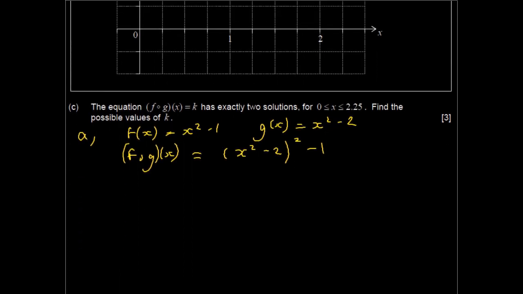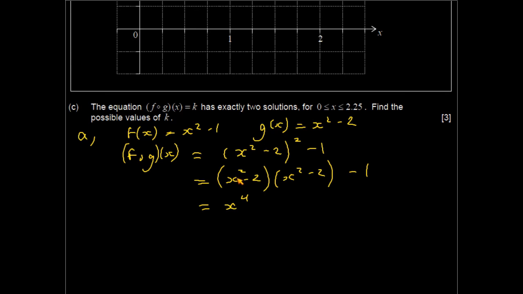So what I would do then would be multiply out this bracket here. So I've got x squared minus 2 squared. So I'm just going to write that out. So we're going to have x squared minus 2 and then multiply by x squared minus 2 again, and then minus 1. So when I multiply this, I'd multiply this term by this term, which gives me x to the power of 4.